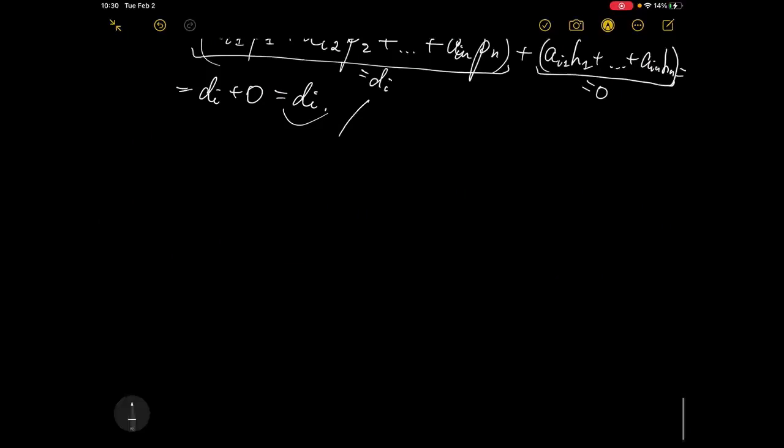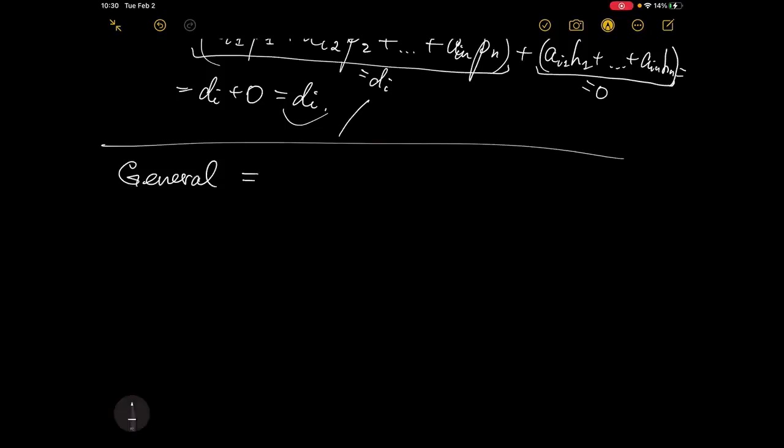So as a result, I can write the following rule. General solution is particular solution plus solution of the homogeneous equation. Okay? Clear or not?